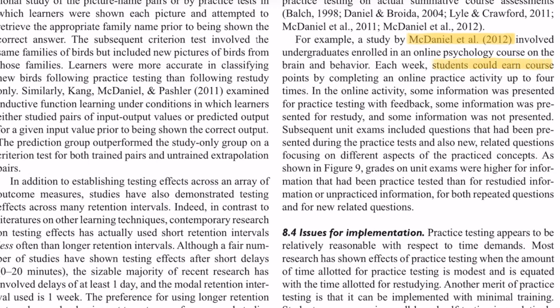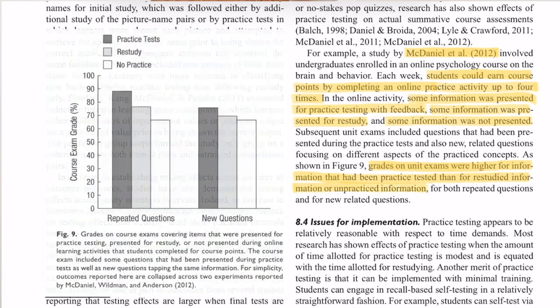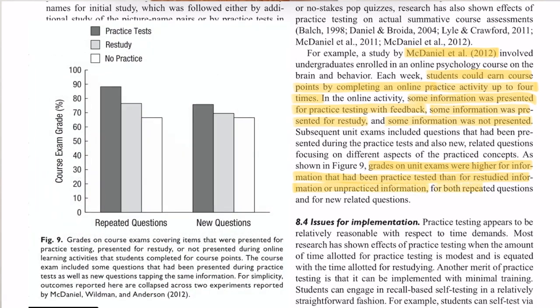In another study conducted in 2012, students in an online course were checked. After each class, students could take a practice activity up to 4 times. Some of this information was presented in the form of a test, some was presented in the form of restudy, and some information was not presented. Later in the unit exam, the grades were higher for information that had been practice tested compared to the information that was restudied. The same was true for repeated questions as well as for new related questions, so the questions that were not even part of the initial practice.